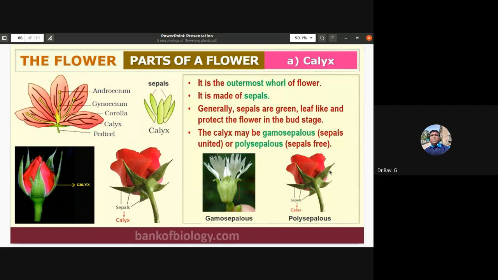And if sepals are free, as in the case of rose, you can notice here the sepals are free. They are not fused. We call this condition polysepalous. So calyx is the outermost whorl of flower. It is made up of sepals. Generally, the sepals are green, leaf-like, and protect the flower in bud condition. So the calyx may be gamosepalous, where the sepals are fused, or polysepalous, where the sepals are all free. In case of rose, you can find that they are polysepalous.